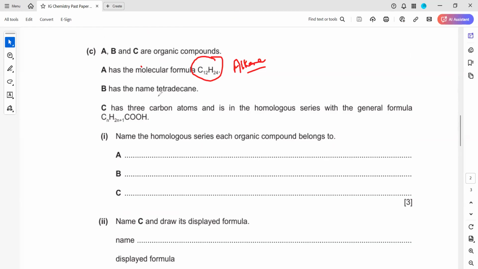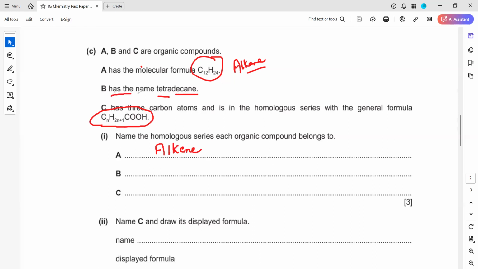B is named as tetradecane. C has 3 carbon atoms and is in the homologous series which has a general formula of CnH2n+1COOH. Name the homologous series each organic compound belongs to. A belongs to which group? Alkene.